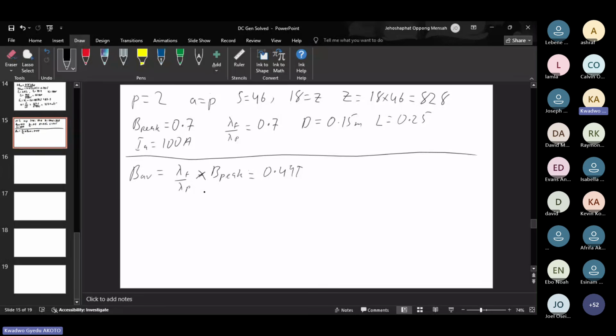And we are also going to find our pole pitch, lambda P. Lambda P, which is our pole pitch, is going to be equal to, let me see what this is.